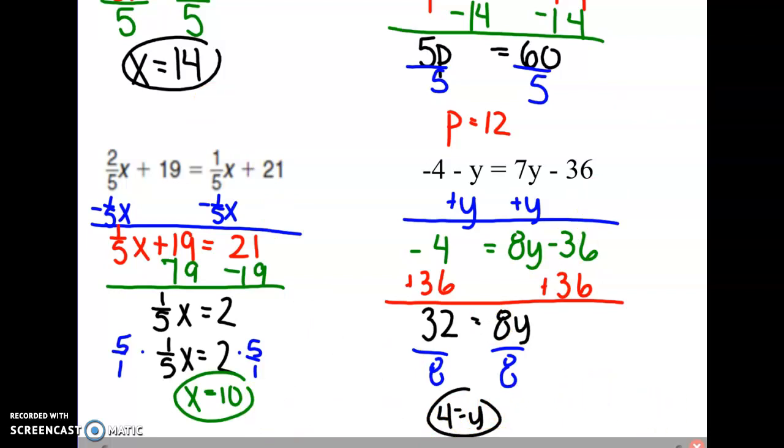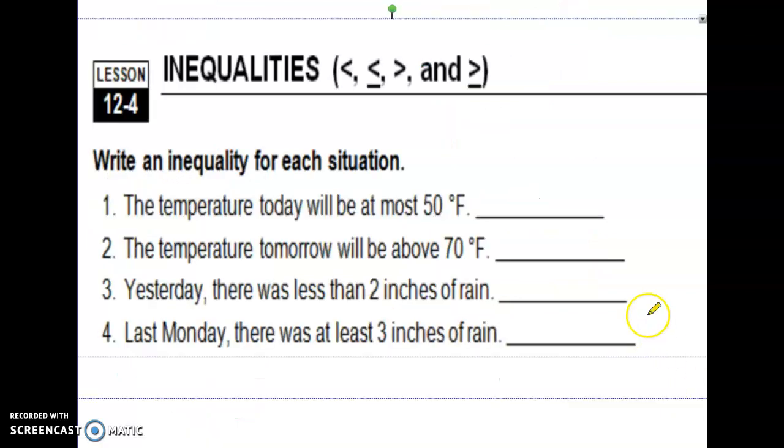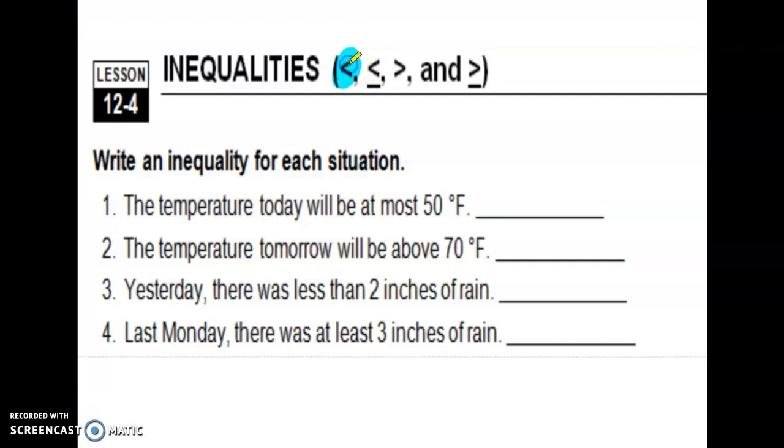The reason I'm not showing you how to do that one is I'd like you just to look through it. Pause it if you need to. It's going to do our last lesson, which is on inequalities, using our symbols. Less than, remember this is less than or equal to, greater than, and greater than or equal to.